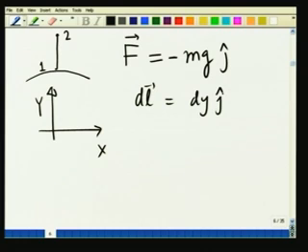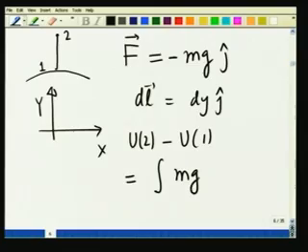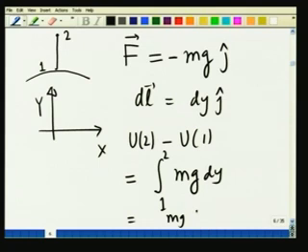And when I move the body up, dl is going to be dy j, and therefore, u2 minus u1 is going to be integral of minus F dot dl, and therefore, m g dy going from 1 to 2, and this is equal to m g times y2 minus y1, which is your familiar expression for the potential energy. When we work in terms of vectors, sometimes we get into confusion, and let me take this as an example to show that.